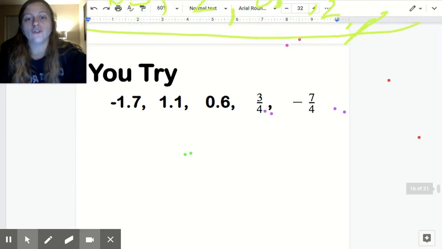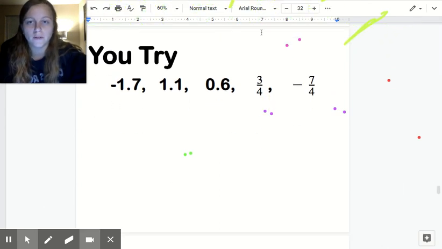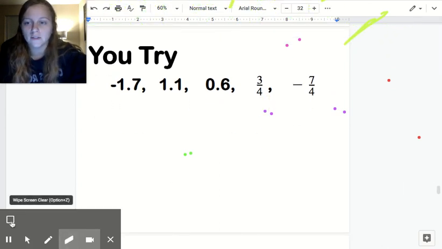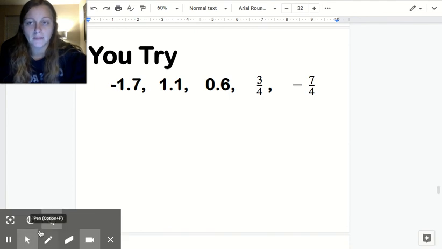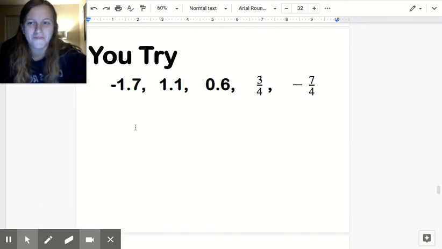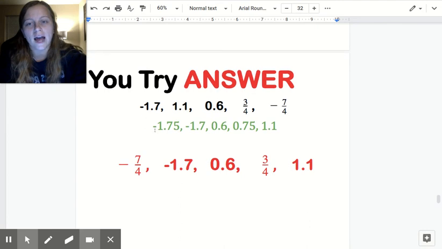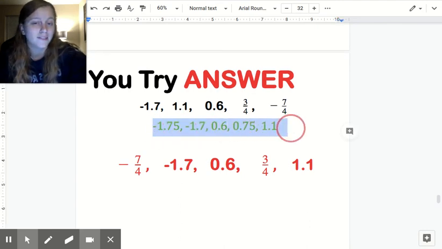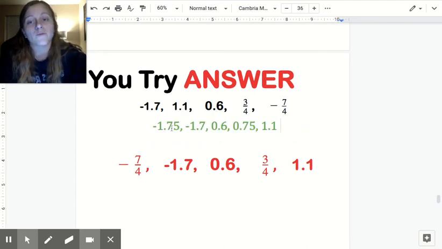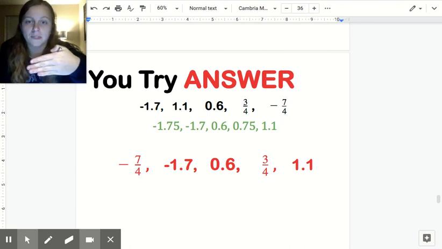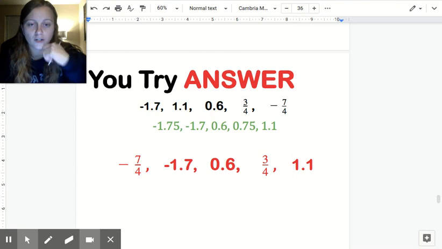Let's go ahead and you try this one in your notebook. So again, you're trying this one. Press pause on the video and try it now. All right, let's check that answer. So in green here, I ordered them all as decimals. And then in red, I rewrote them back into fraction form, or I kept it in decimal form depending on what I started with.